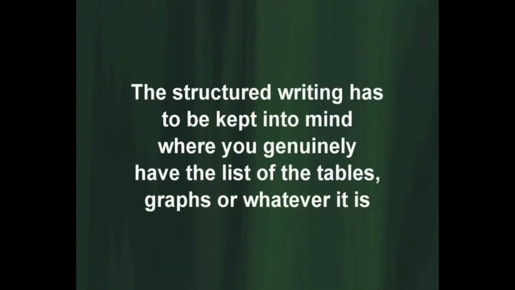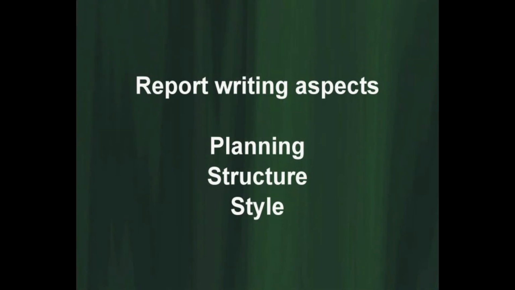Now, the shape of the reports could be in a modular way. The modular way is the usable form of the report where you form modules or design activities. The language should be designed in such a way that it is sound in grammar and spell checks. Structured writing has to be kept in mind, where you have the list of tables, graphs or whatever it is. Now, when you come to report writing aspects, you have 3 steps: planning, structure and style. Planning is when you identify the audiences, the objectives and structure your ideas.